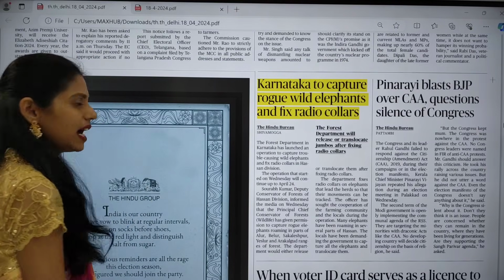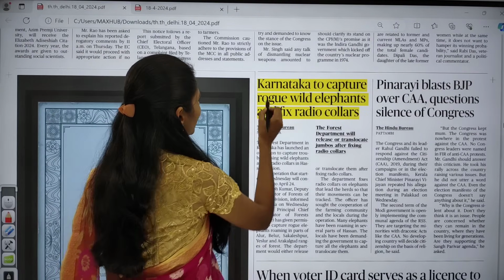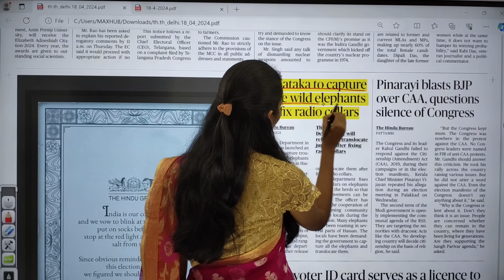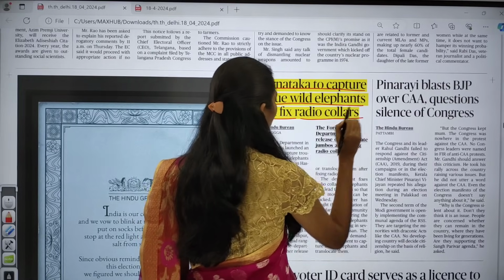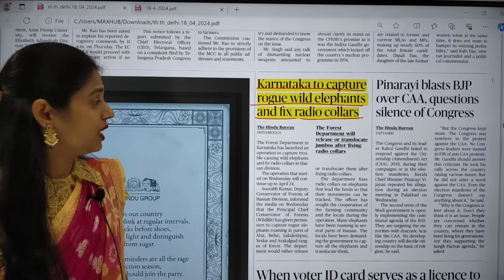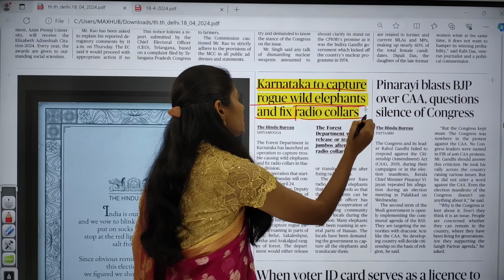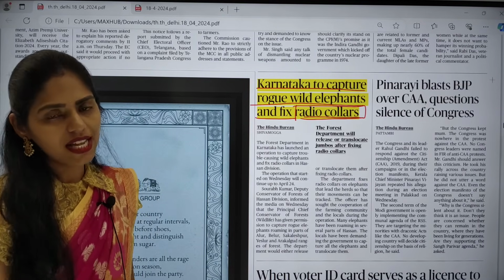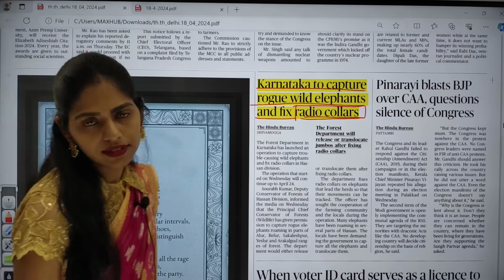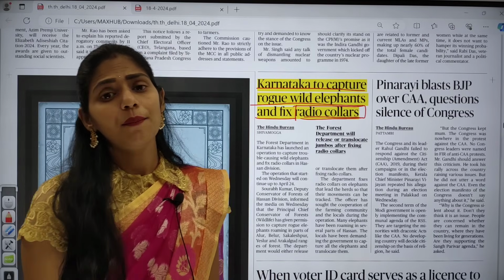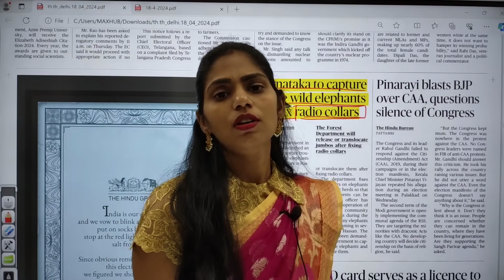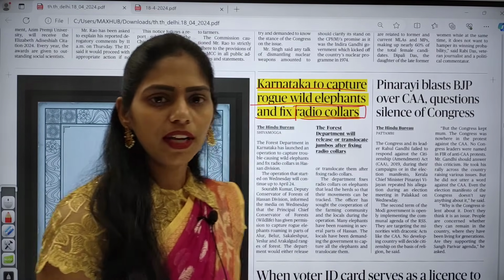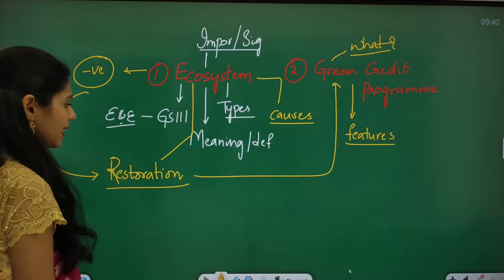Yes, here you can see this article: Karnataka to capture rogue wild elephants and fix radio collars. So the keyword here is radio collars. The issue is the movement of elephants happening in the villages, and this is one example of animal-wildlife conflict. Okay, so let us see the dimensions.